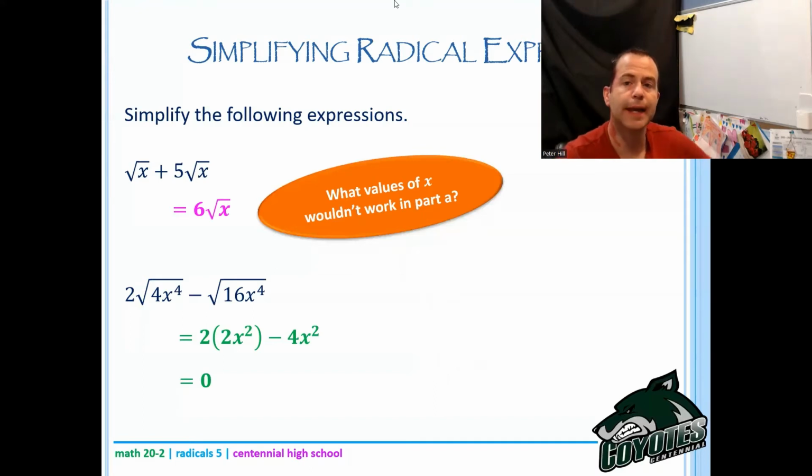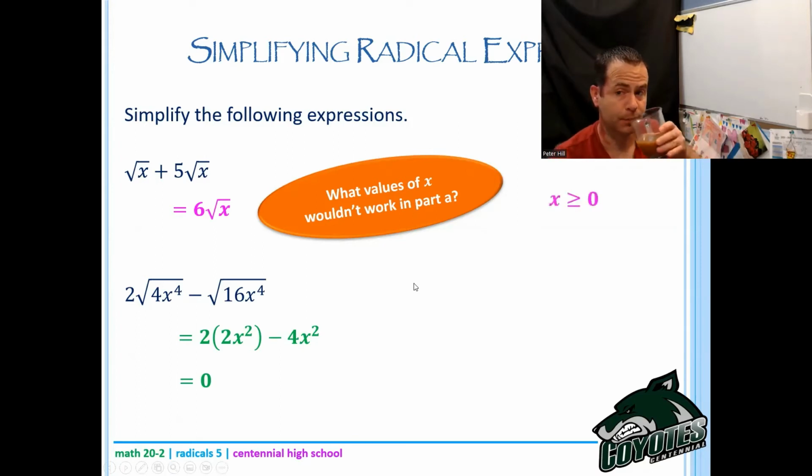So when we look at this guy here, we're going to say, oh, x can't be anything I want. We're going to have to say that x has to be greater than or equal to 0.